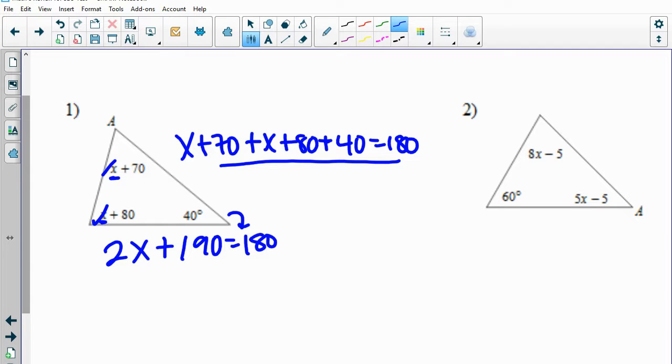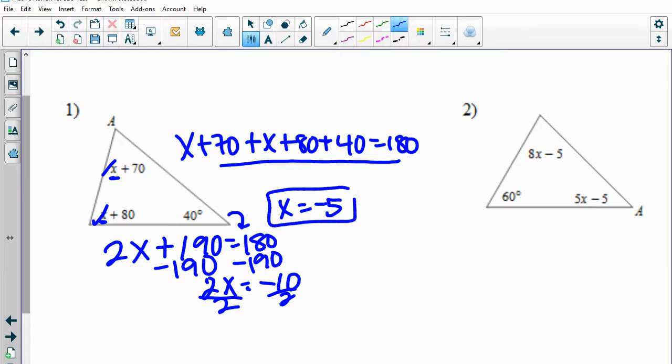Okay, let's solve it. Isabel, how do we solve for x on this one? Divide by 2. We will divide by 2, but what do you undo first? Oh, wait, first, yeah, undo that adding first before you divide. You guys, what's 180 minus 190? Good, negative 10. Now divide by 2. What's our x going to be? Good, negative 5. That's part of your answer.